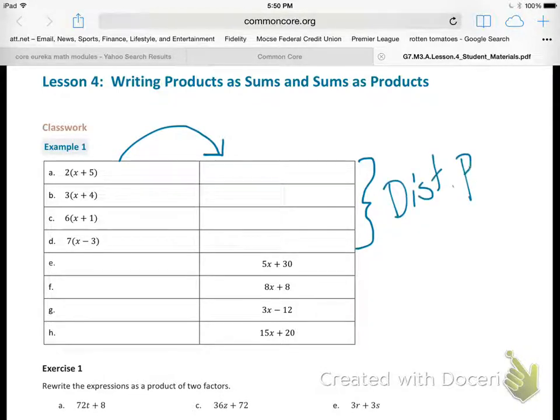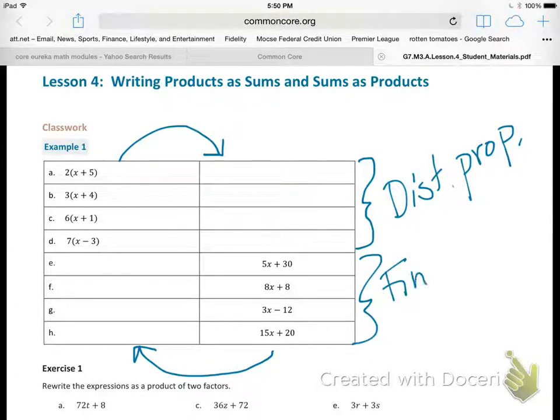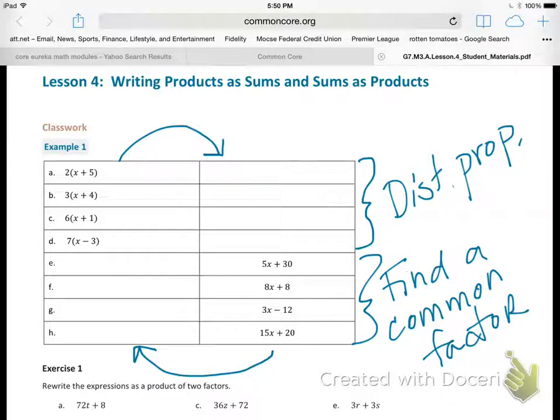But for the others, E, F, G, and H, you are going to do just the opposite. You're going to take it in its expanded form and go back. You need to find a common factor first, and make your way backwards. So we look at the distributive property moving this way to distribute, and then we go back and more or less undistribute. Go ahead and give that a try and come on back as soon as you need help.